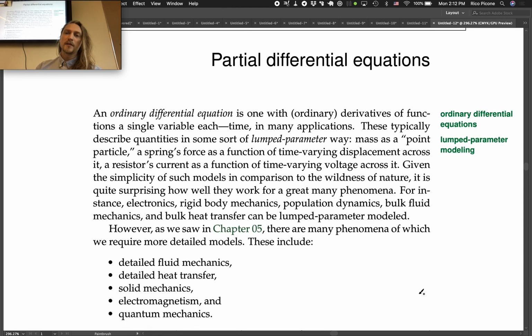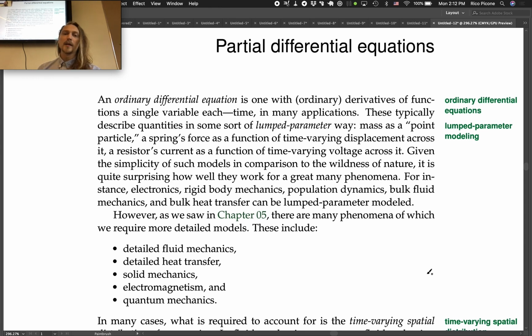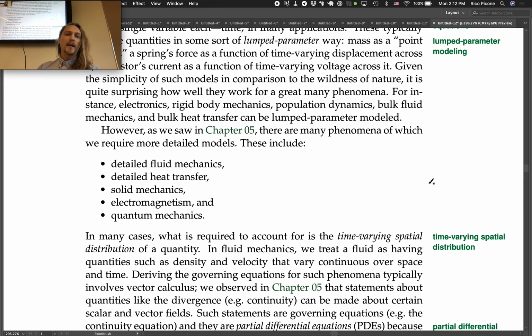However, as we saw in Chapter 5, there are many phenomena for which we require more detailed models. These include detailed fluid mechanics, detailed heat transfer, solid mechanics, electromagnetism, and quantum mechanics. Those are just a few of them. In many cases, what is required is to account for the time-varying spatial distribution of a quantity.